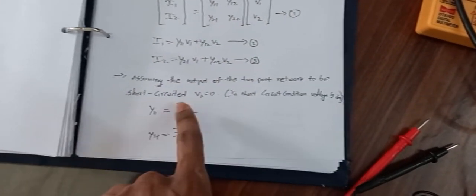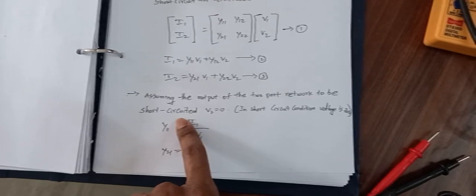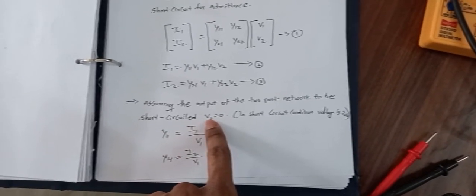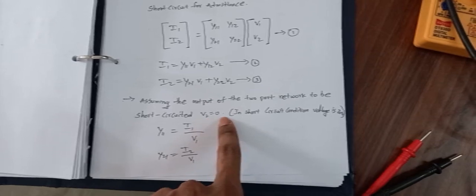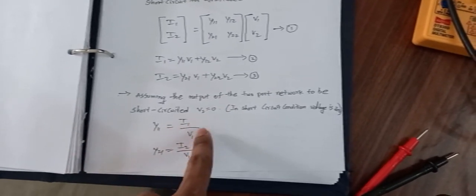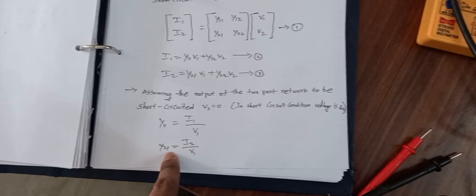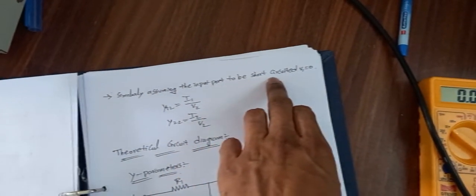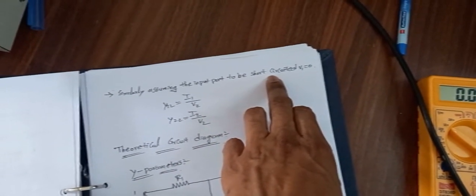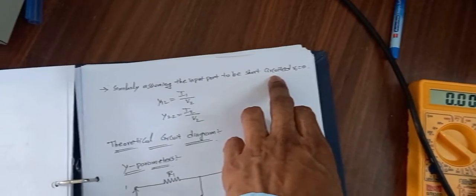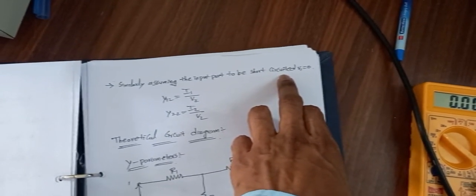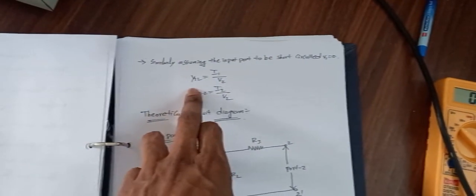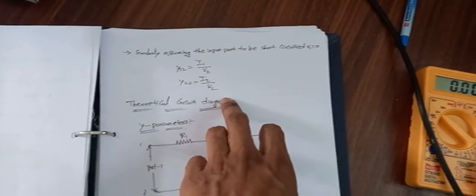From this, as I already said, where we do a short circuit, that voltage is 0. First we do a short circuit at port 2, so V2 equals 0. From that we get Y11 equals I1 by V1 and Y21 equals I2 by V1. Similarly, assume the input to be a short circuit, meaning port 1 is short circuited, so the voltage is 0. So V1 equals 0. From that we get Y12 equals I1 by V2 and Y22 equals I2 by V2.